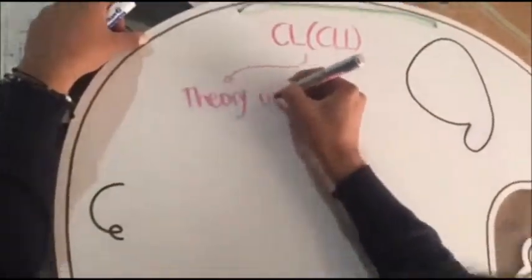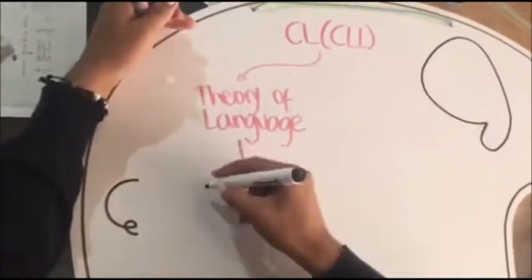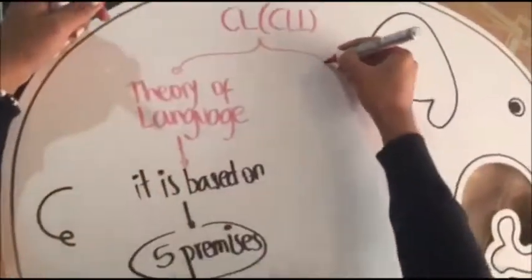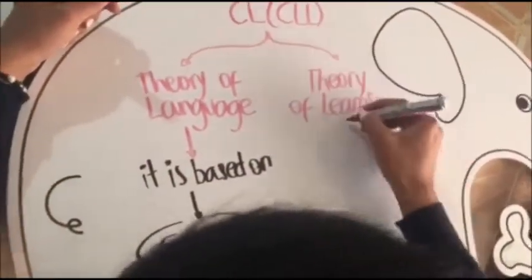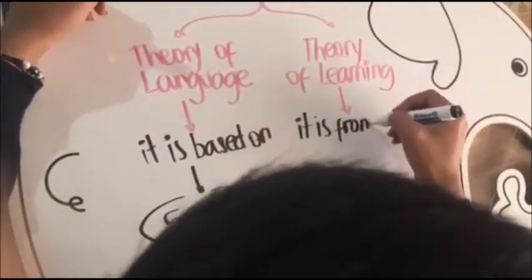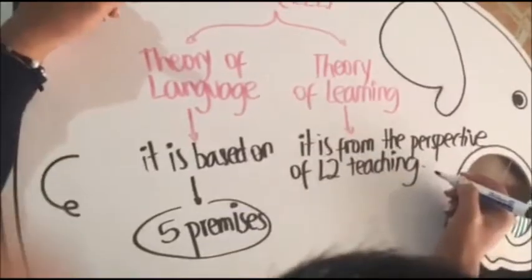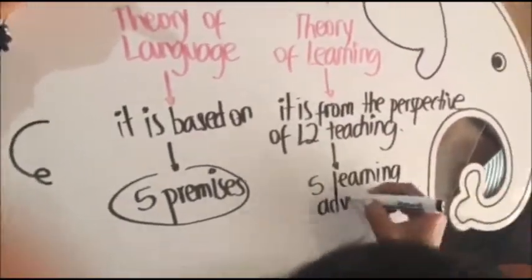Cooperative language learning is divided into two theories. The theory of language, which is based on 5 premises, and the theory of learning, which, from the perspective of second language teaching, is divided into 5 learning advantages.